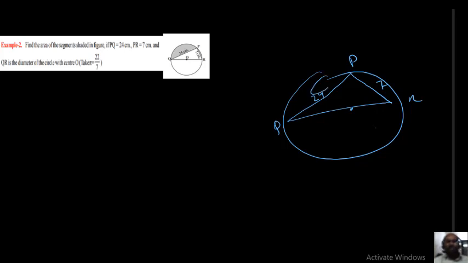Then you need to find the area of this region. We want to find the area of the semicircle minus the area of this right triangle, which gives the area of the shaded region. That is not a big problem.